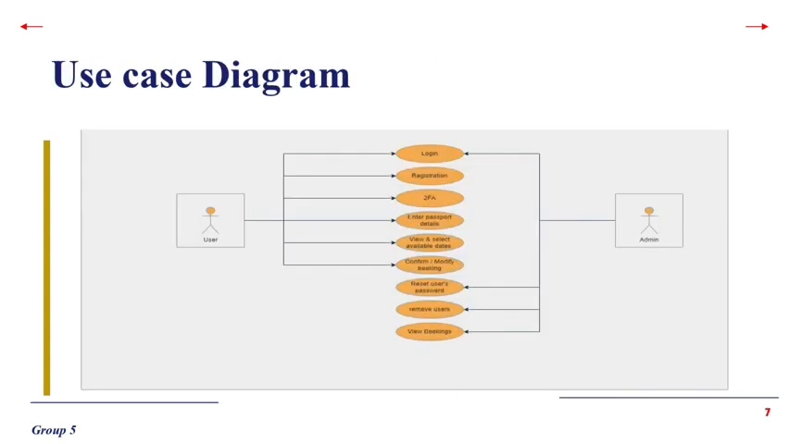This is the use case diagram. There are separate use cases for user and admin. A user can log in, register, use the two-factor authentication, enter passport details, view and select available dates, and confirm or modify. Whereas an admin can log in, reset user passwords, remove users, and view bookings.